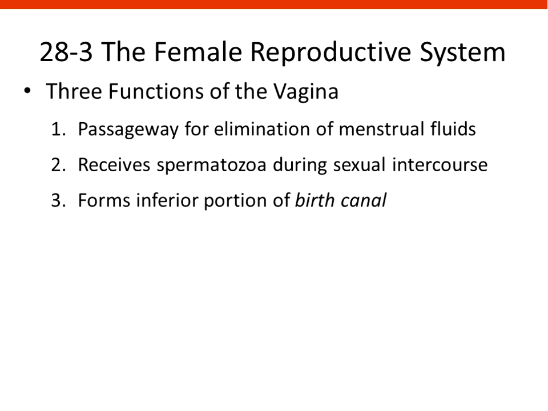All right, and the last thing we're going to talk about is your vagina, if you have one. The function of the vagina is to get rid of menstrual fluids, so that functional zone that we talked about getting rid of. It also receives the sperm during sexual intercourse, and it also forms the bottom portion of the birth canal.